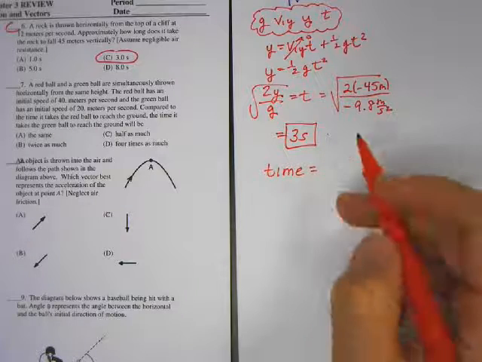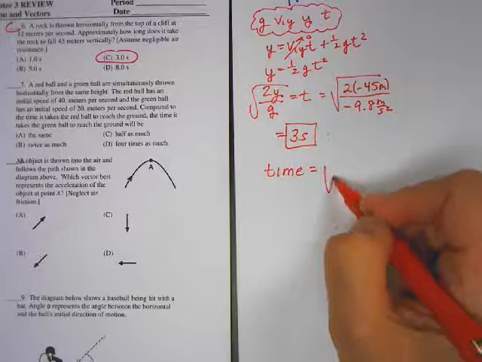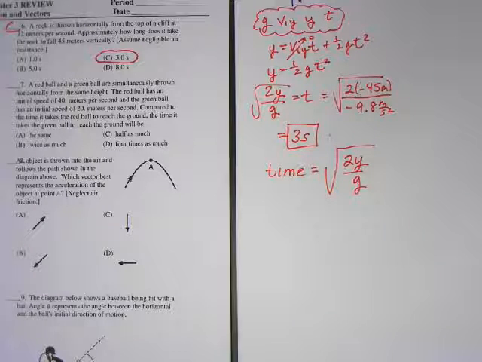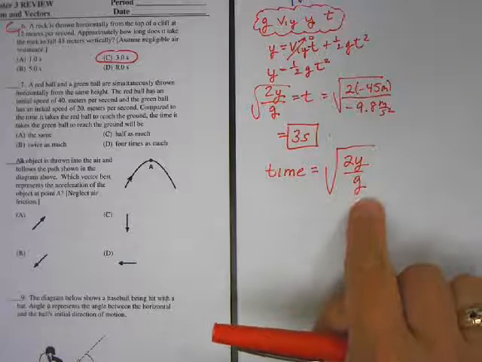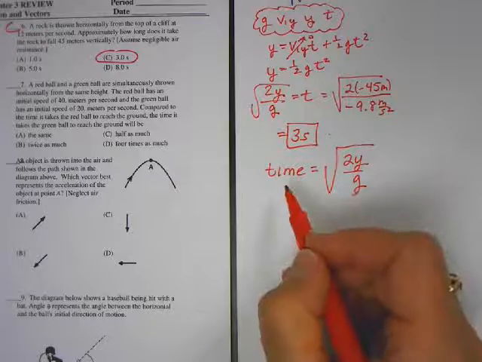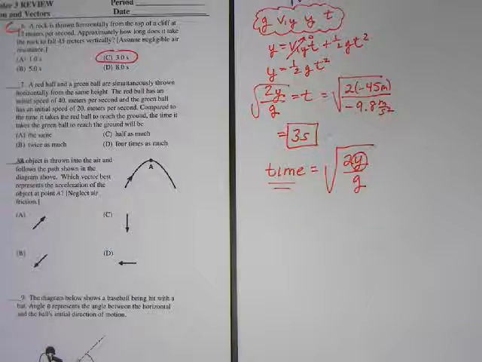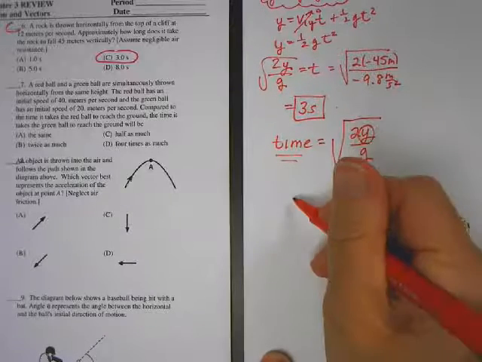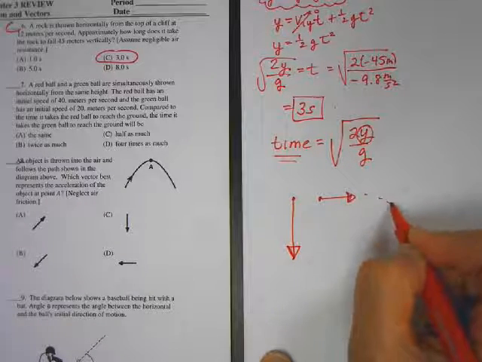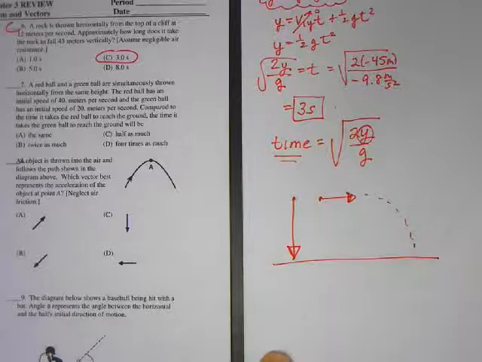So if we look at the equation that we just did in the last problem, time is equal to the square root of 2y over g, right? Where is the initial velocity in this equation? Nowhere. Because the time it takes to hit the ground is only dependent upon how high it is. It doesn't matter if I drop something or I throw it initially like this. It's going to hit the ground at the same time.